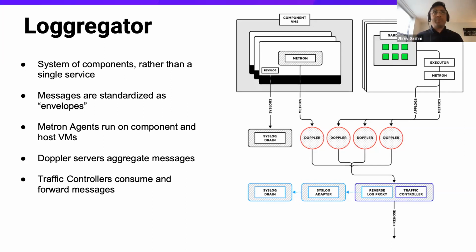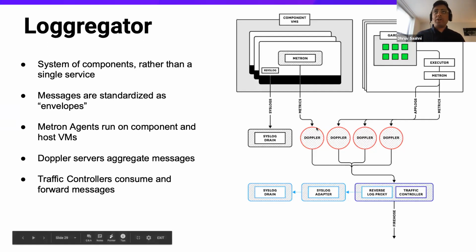So what components are part of logaggregator? Well, there are 3 essential components. The first one is called the Metron agent. The second one is the Doppler server. The third one is the traffic controller. The Metron agents basically run on all the different VMs, and they are responsible for collecting metrics.